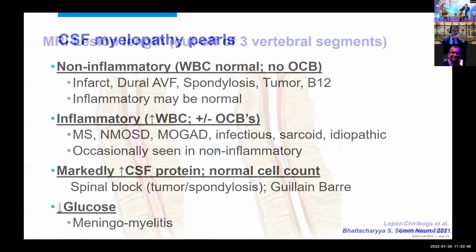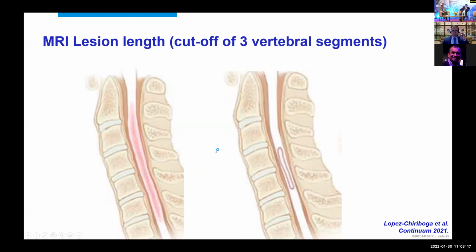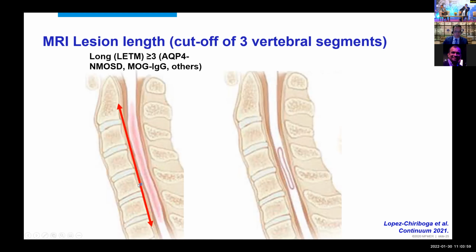So when we're thinking about the MRI in a patient with myelopathy, one of the key things to remember is the lesion length, with a cutoff of 3 vertebral segments. Here we can see a lesion that extends more than 3 vertebral segments. You see 1, 2, 3, and this is more. This is what we term a longitudinally extensive lesion, and sometimes that's put together with transverse myelitis to be called an LETM.